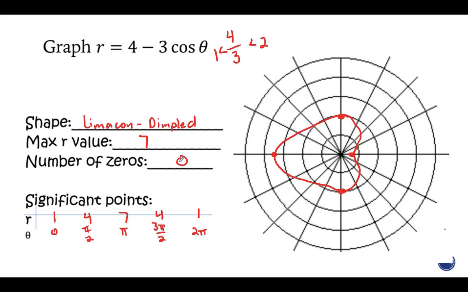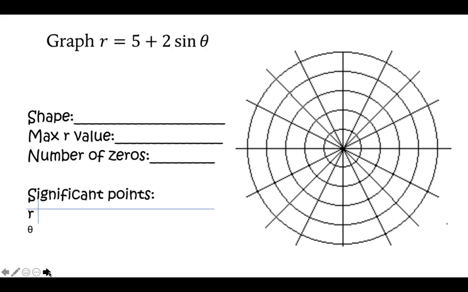All right? So let's talk about what in the heck it looks like if we graph a convex limacon. Well, again, we're not going to see anything any different here. So start out with my max r value. 5 plus 2 is 7. I'm going to look at my ratio. So I'm going to take 5 over 2. Well, that is greater than or equal to 2. So I know that I have a convex limacon.